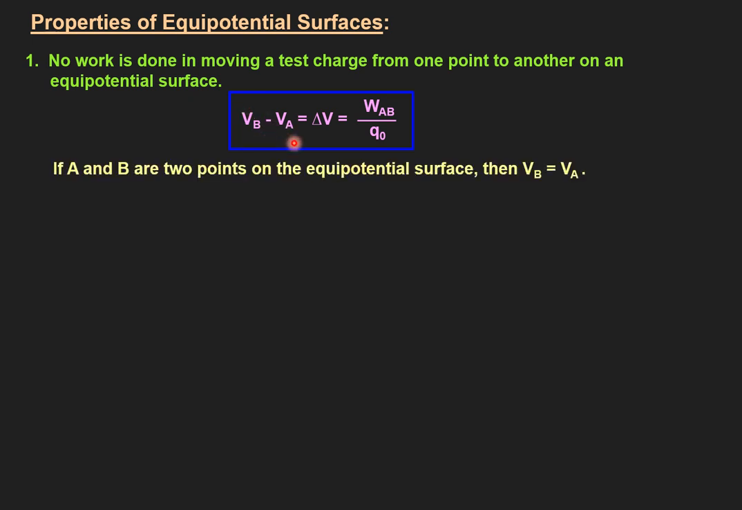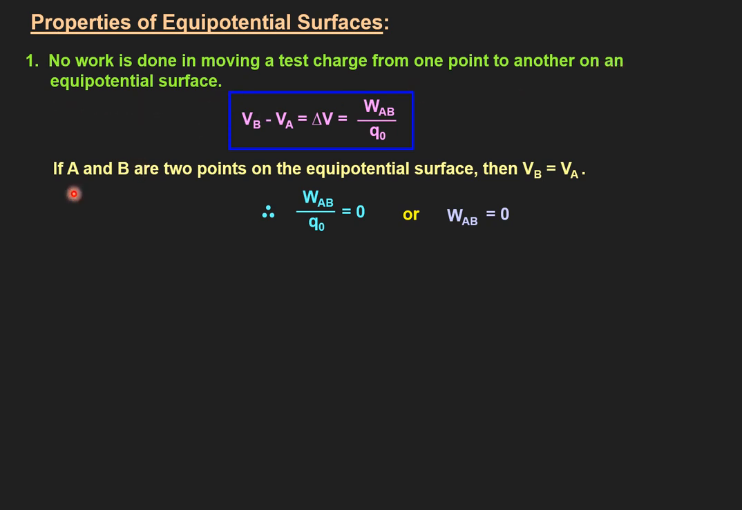Now do the cross multiplication. If A and B are two points on the equipotential surface, VB will be equal to VA. Put the value and cross multiply. Since the left hand side is 0, the work done divided by Q naught is 0, and Q naught cannot be 0. So WAB, the work done, will be Q naught into 0, that is simply 0. This is the most important point: we need not do any work in moving any test charge from one point to another point on any equipotential surface.